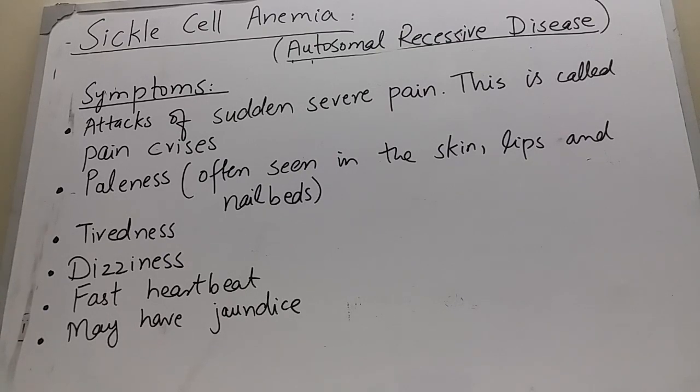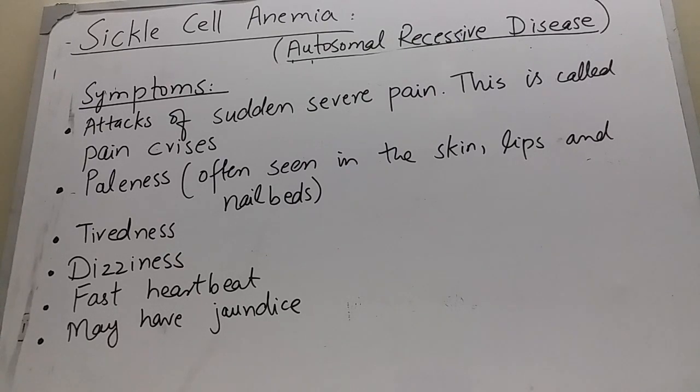So this pain occurs sometimes in the organ. It doesn't mean that pain occurs all the time in the organs. So sometimes, due to the blockage of the small blood vessels which are not supplying blood to the organs, pain occurs in the organs, and sometimes it may cause organ damage, and this pain is known as pain crisis.